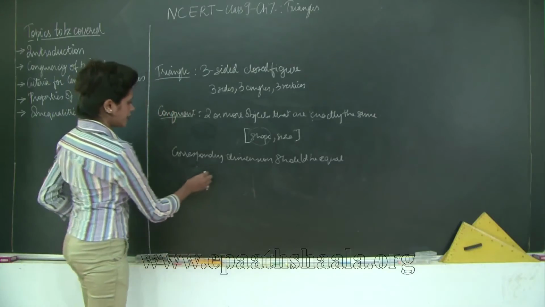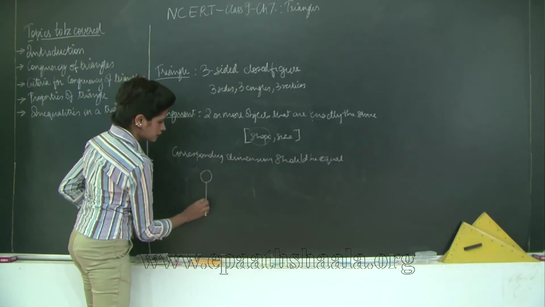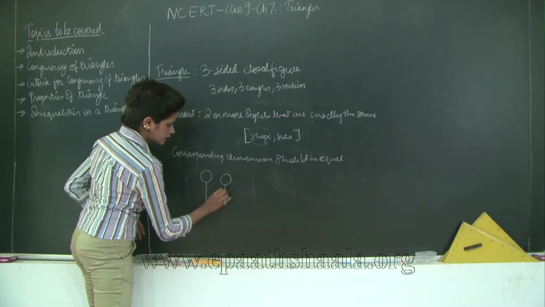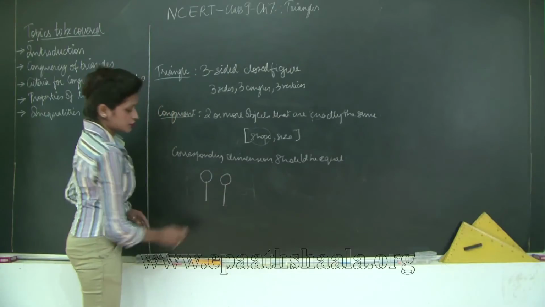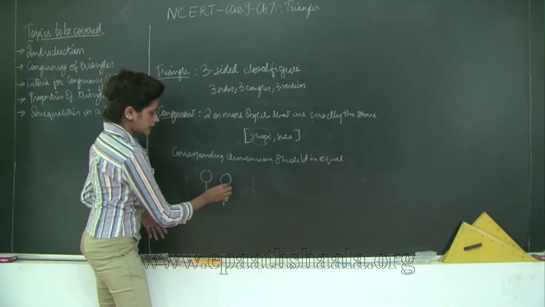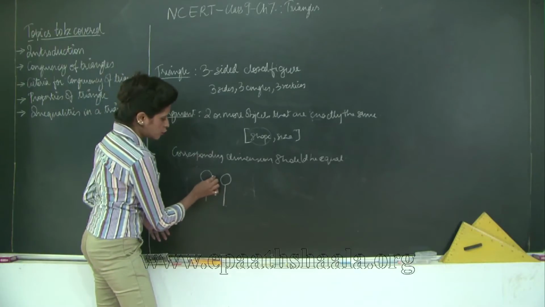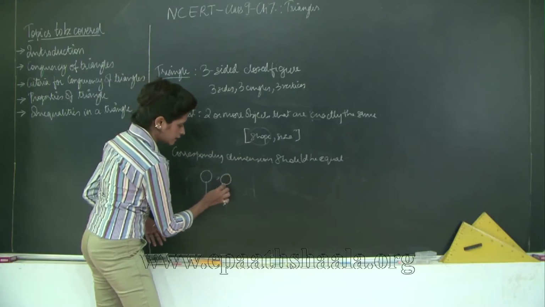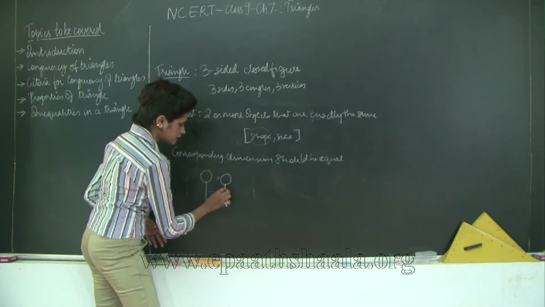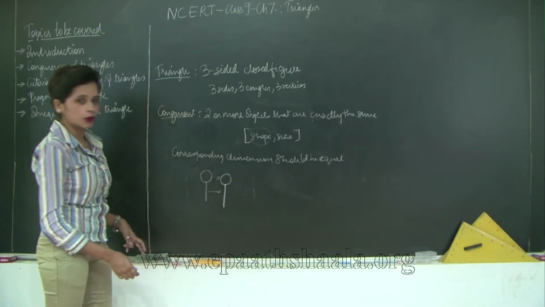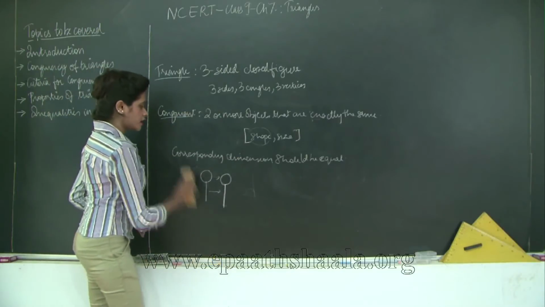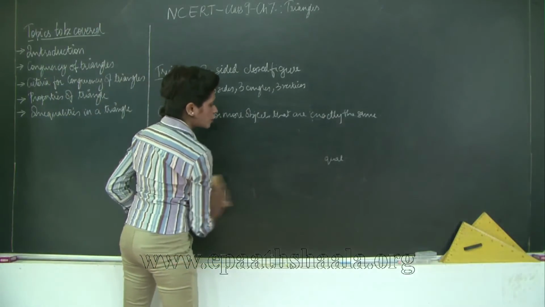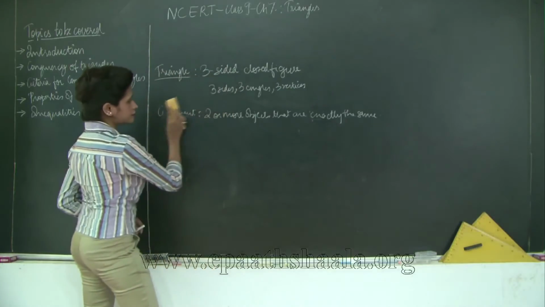Now if I take two lollipops, right? They both look similar. If I move this lollipop on top of this, it will completely hide this lollipop. Therefore, these two lollipops are congruent. Now let's move on to congruency of triangles.